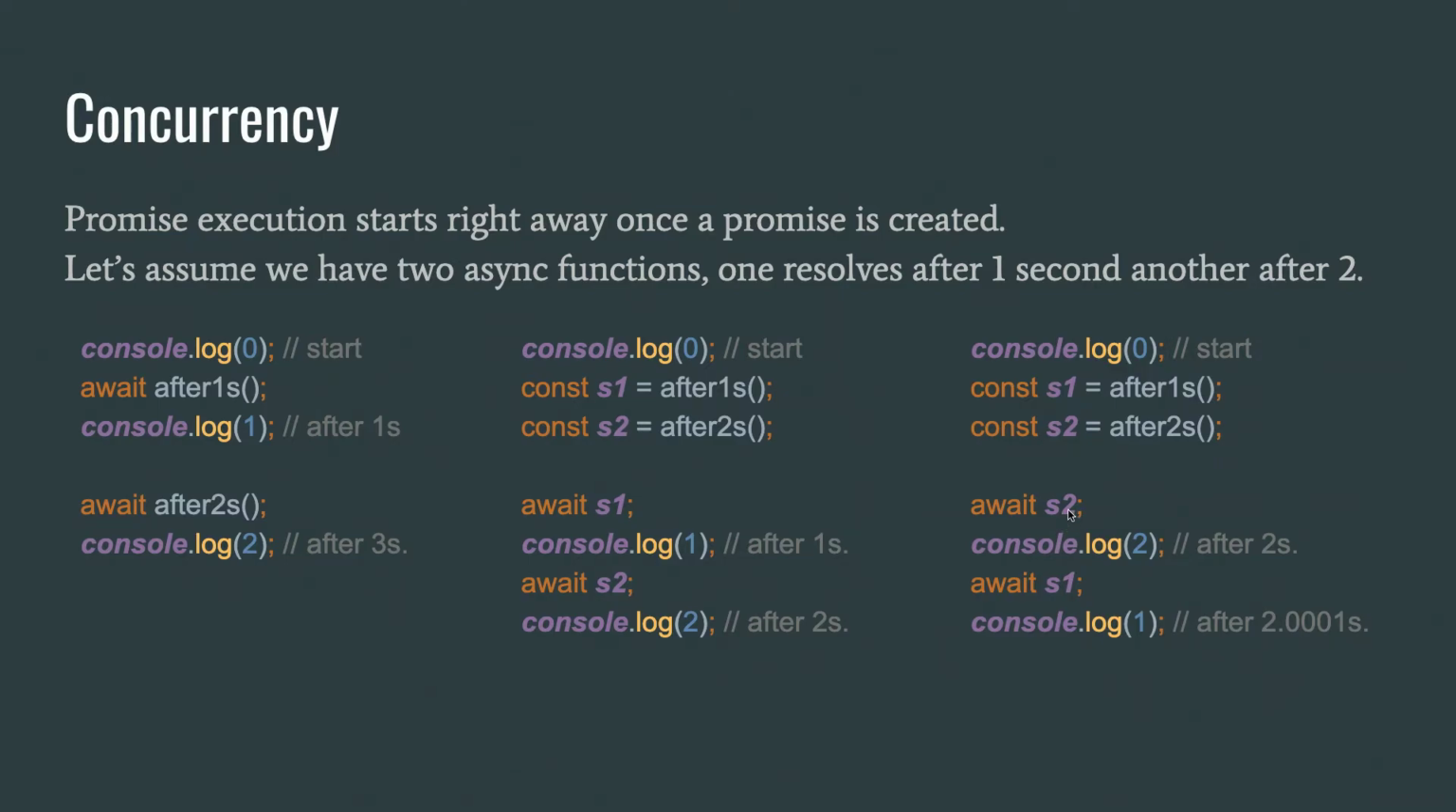S2 is awaited first, so in that case we have a 2 seconds pause, and after that S1 result, we get the result right away, just because it was faster than S2, but it goes in the sequence we are writing code.